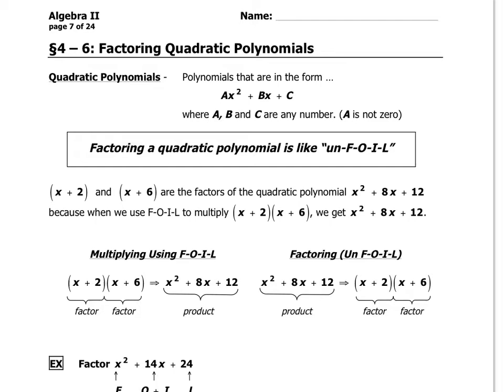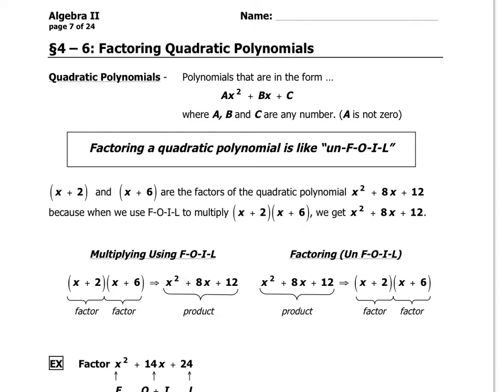I'm going to talk to you today about factoring quadratic trinomials. In your notes, this starts on page 7, and just so you know, this is something you've done before, so you should remember doing this. It has also been called unfoil because it's kind of doing the opposite of FOIL.